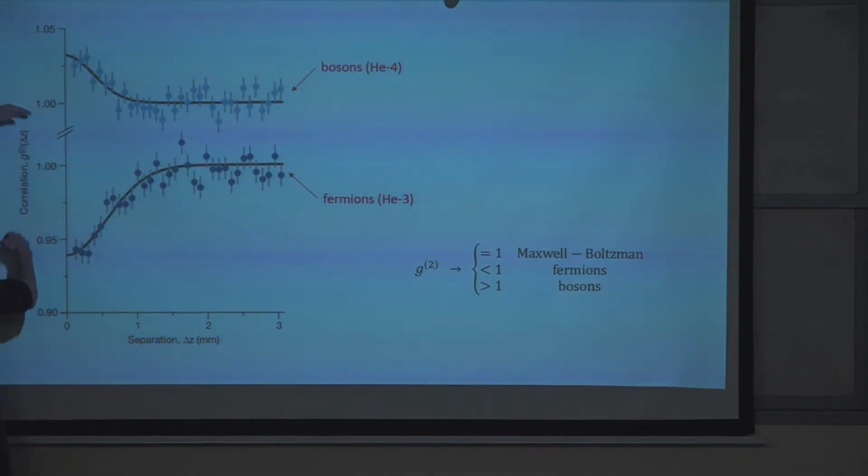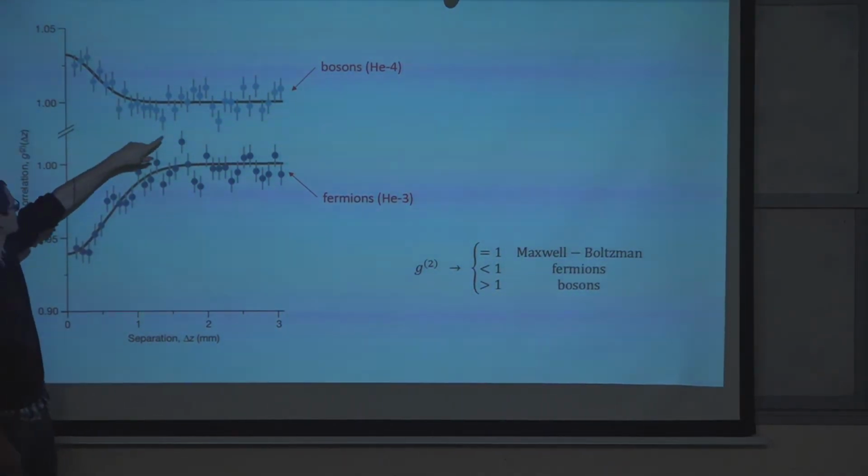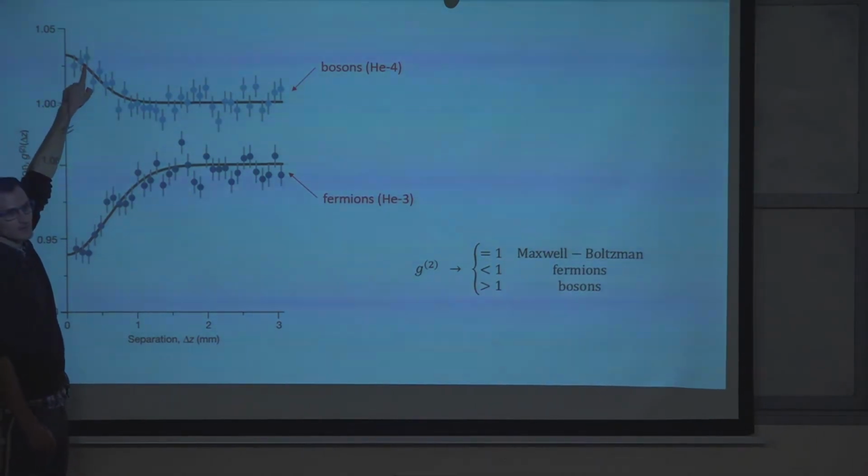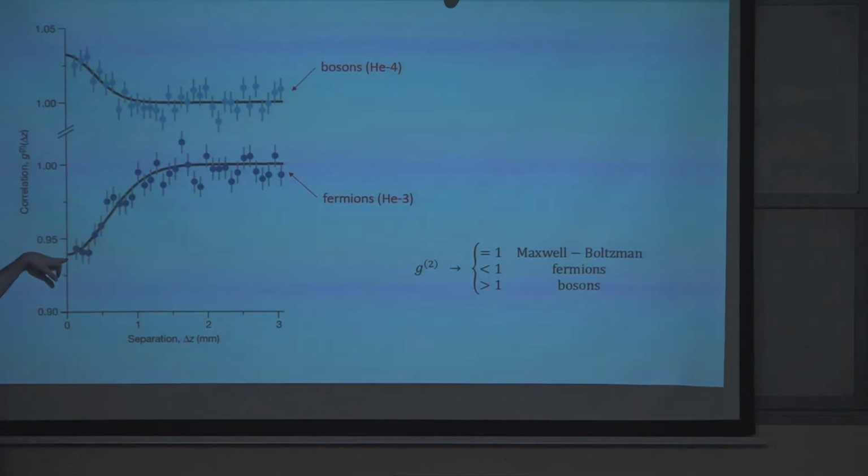Just two different plots. For bosons, as you get closer, the number is larger than 1. For fermions, you measure less than 1. Anti-bunching and bunching. Again, this is a non-interacting gas. The particles are not bumping into each other. It's purely the quantum statistics that we see. Okay? Are you fascinated?